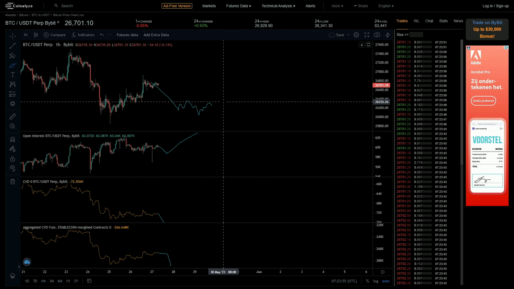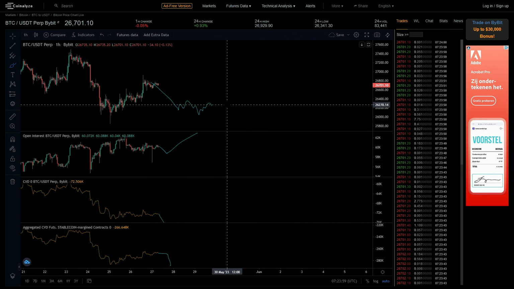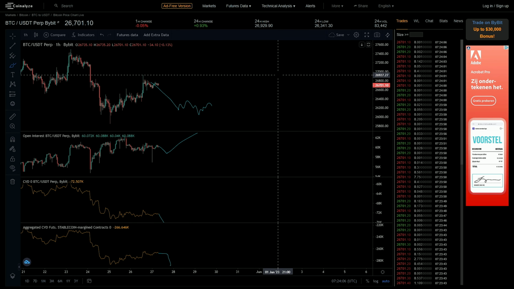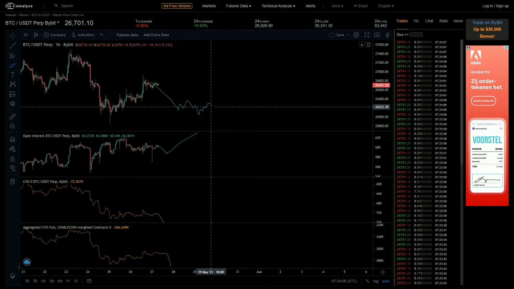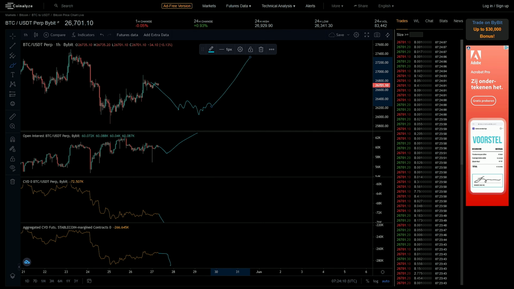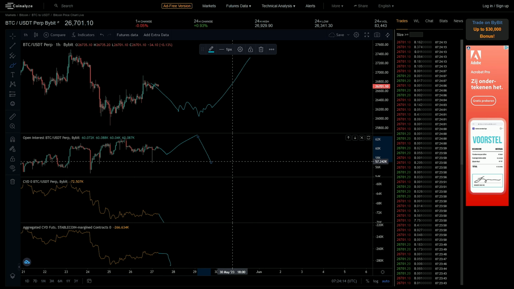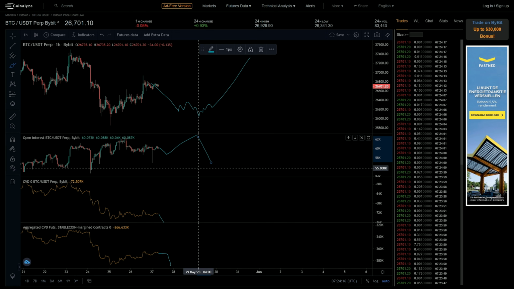So we are near support. A lot of brand new short positions are being opened. Do you think that is a good idea? Obviously not. So what might happen? A potential short squeeze might occur towards the upside. Let's say we do get that short squeeze, then you probably see all of the money again flowing out of the market, and you will see the open interest get a huge drop.